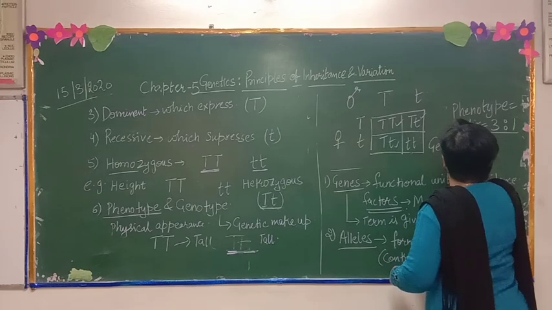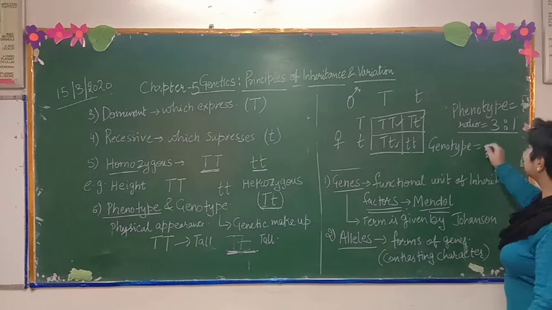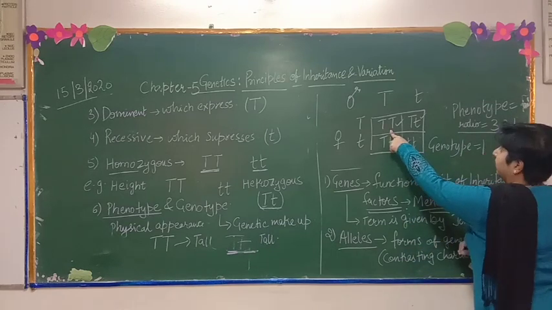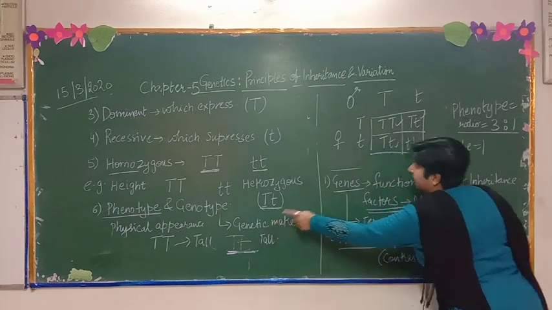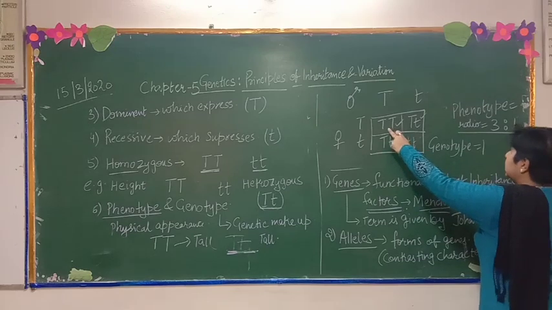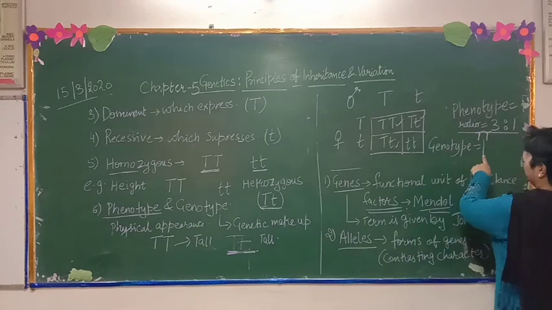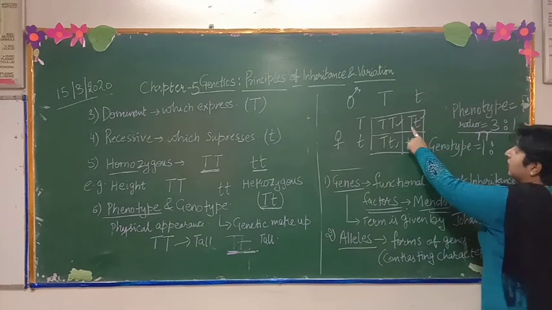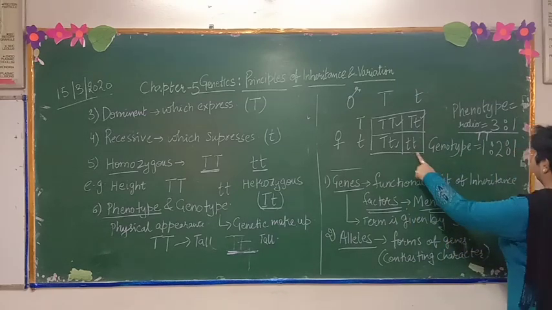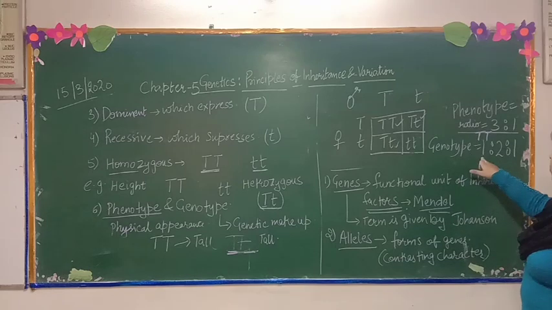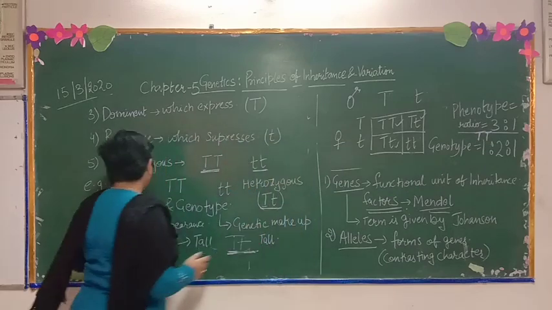Similarly, if I talk about genotype, the ratio is different. It is 1 pure tall, because in genotype I have to see the genetic makeup. Genetically, how is this? This is TT, that is, both capital T's are there. 1 out of 4. 2 are heterozygous in nature and 1 dwarf. So the genotypic ratio is 1:2:1, which is different. And this we have to learn as a term.